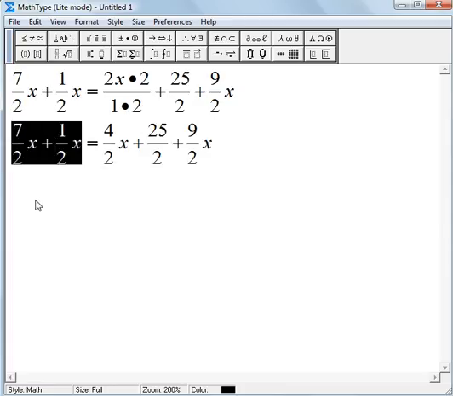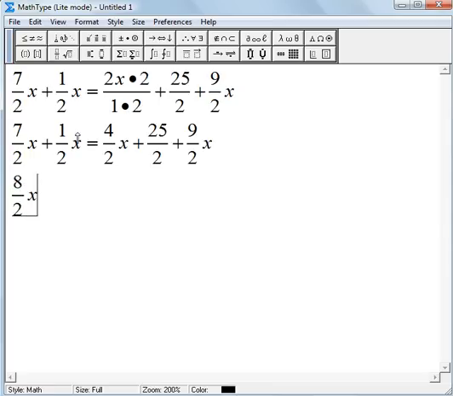Let's combine like terms. Since I have the same denominator and these terms have the variable x in common, these terms are alike. So let's add. What is 7/2 x plus 1/2 x? Just add the numerators. And we're going to have 8 over 2 x.